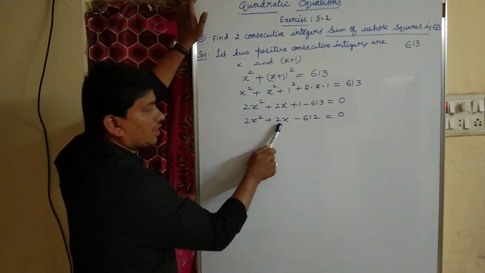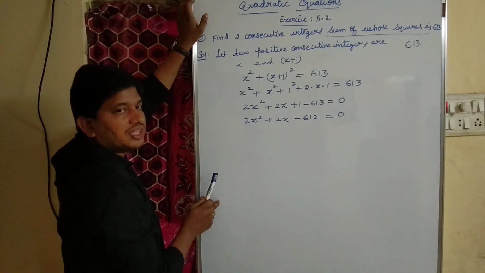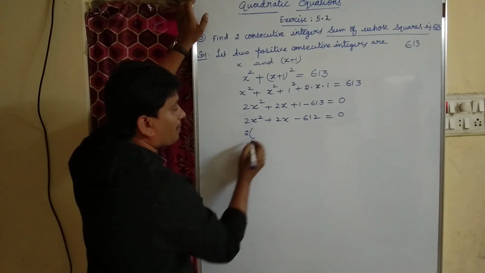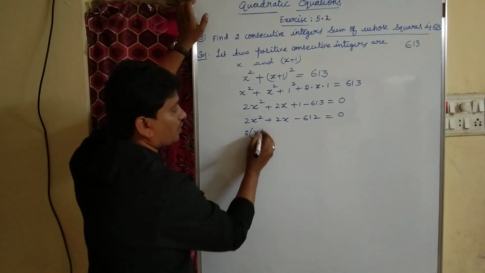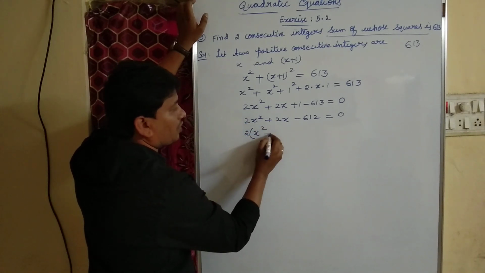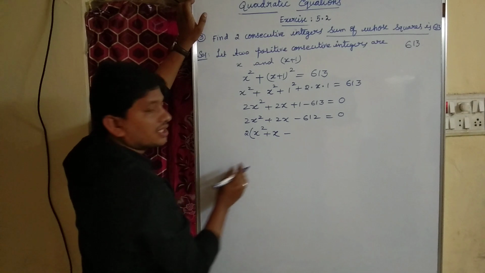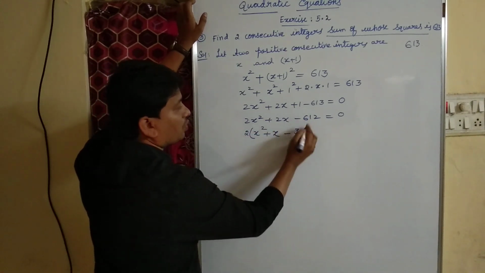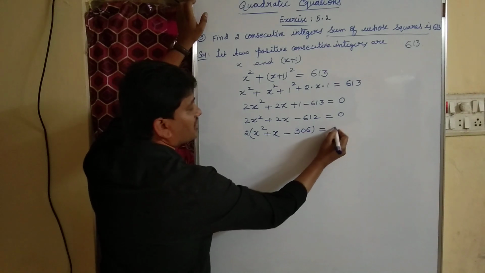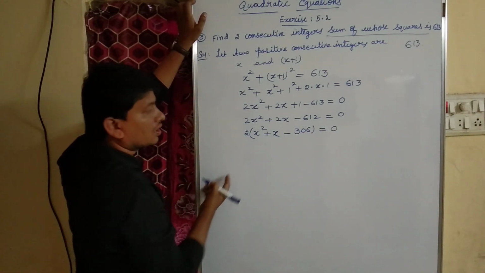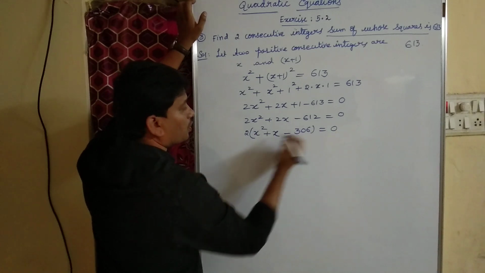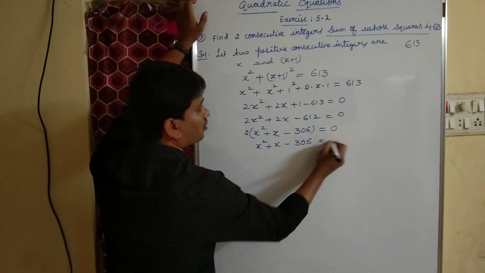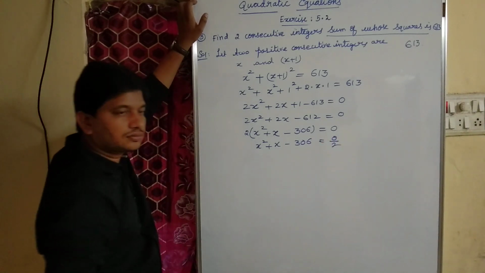Children, if you observe here all the three terms, from these three terms I can take 2 as common, because 2 is the common factor. 2 into x square, 2x square, plus 2 into x, 2x, minus 2 3s are 6 and 2 6s are 12. I mean minus 306 equal to 0. As 2 is multiplying, transpose, you will get x square plus x minus 306 equal to 0 by 2.